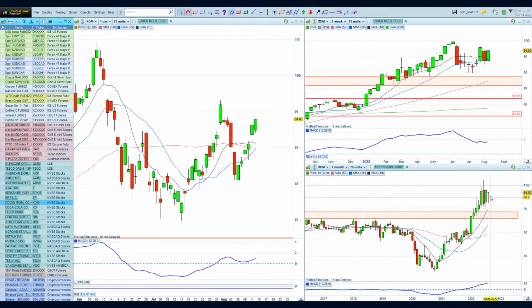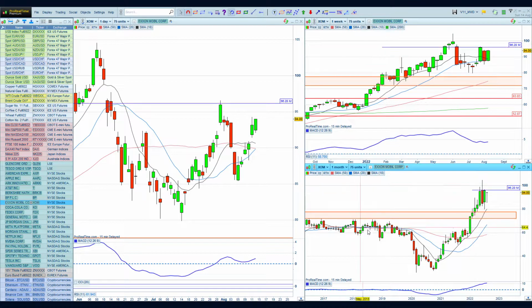Exxon as well, you can see also closing near the highs here. And so a little bit of a hanging man there. We'll have to see how it does, because this is going to be an area for it where it's going to struggle. And I want to see how it does with that. Excuse me, Coca-Cola.